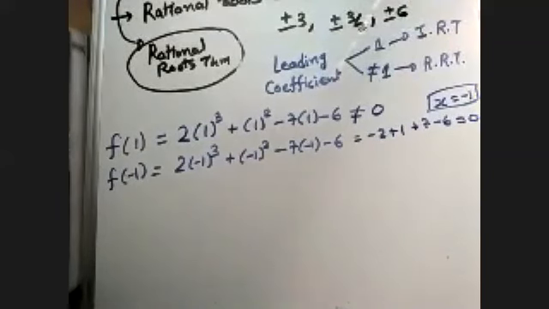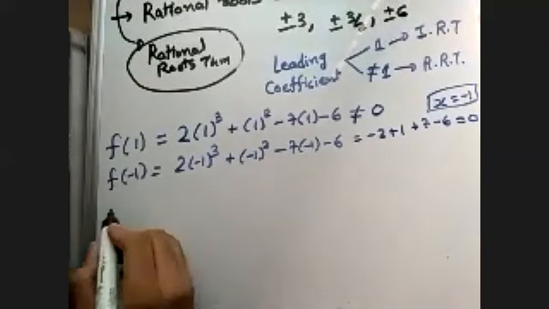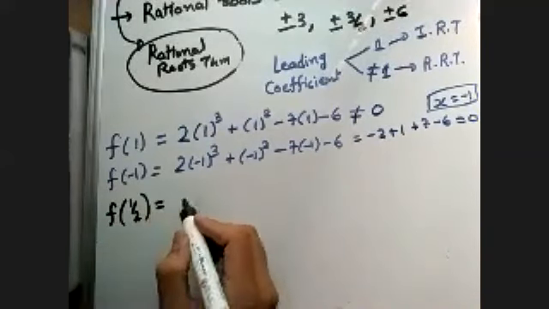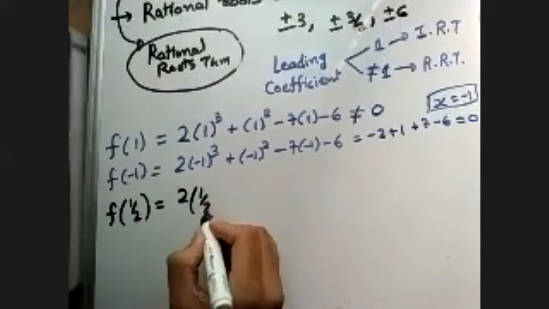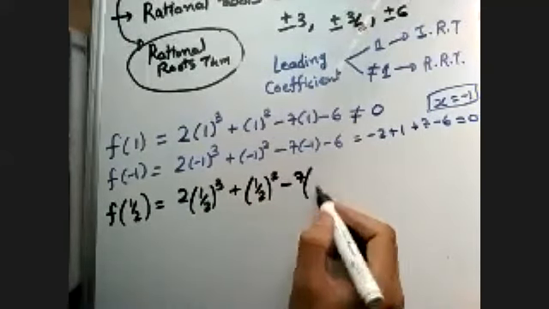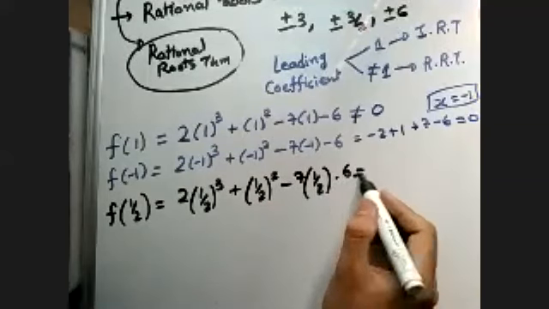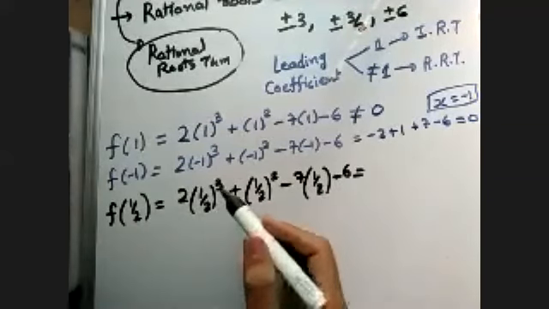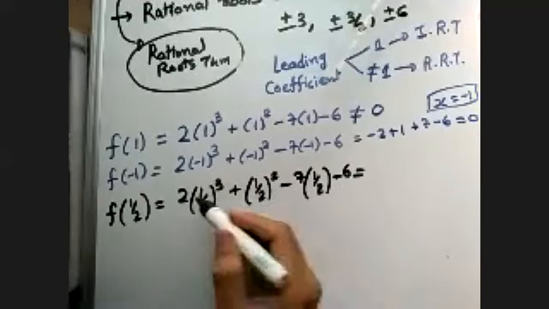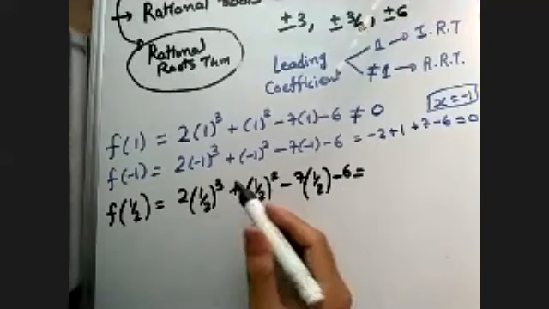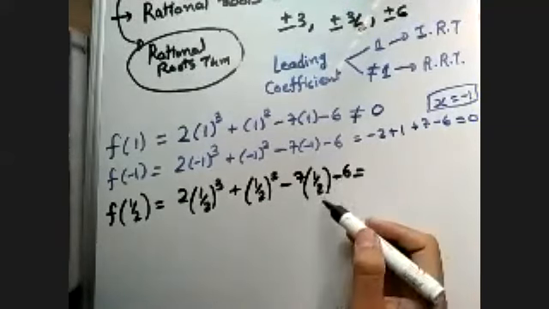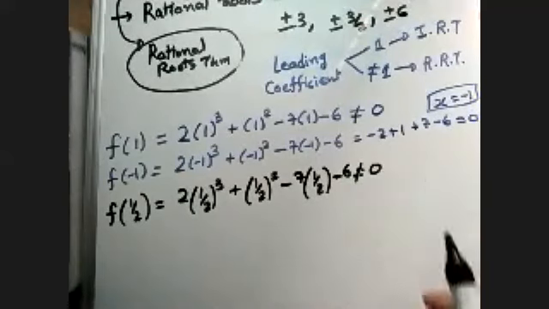So let us try for another number, that is plus or minus half. So if I put plus half, so f of half will be 2 times half cube plus half square minus 7 times half minus 6. So this will be 2 by 8, that is 1 by 4 plus 1 by 4. 1 by 4 plus 1 by 4 is 2 by 4, that is half. It is minus 7 minus 12 minus 19 by 2. Definitely it is not equal to 0.